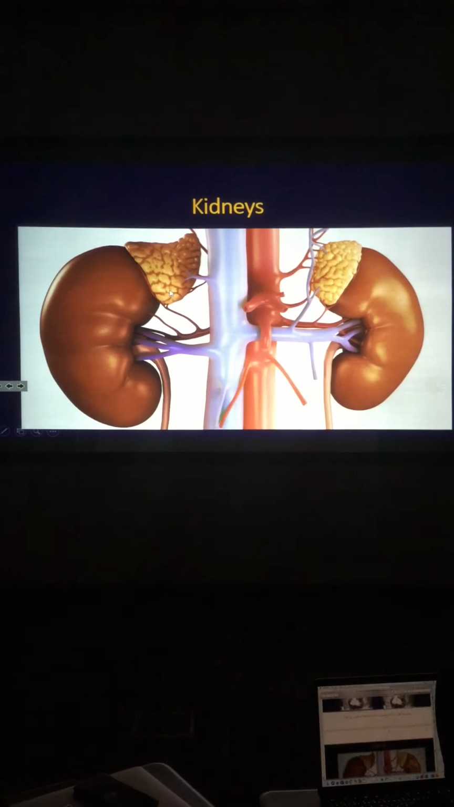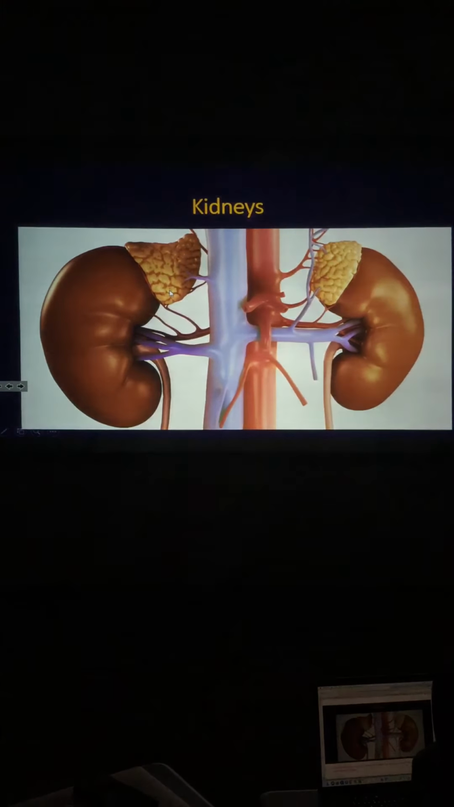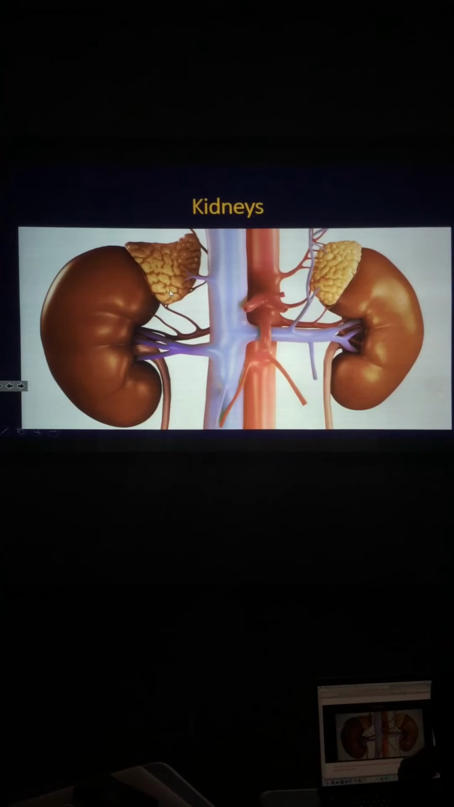Now let's move to another part of the body. It's called the retroperitoneum. Retroperitoneum houses the kidney, and the kidney always wears a cap here. Remember, these two caps are nothing but adrenals. They sit at the top of the kidneys. Okay.